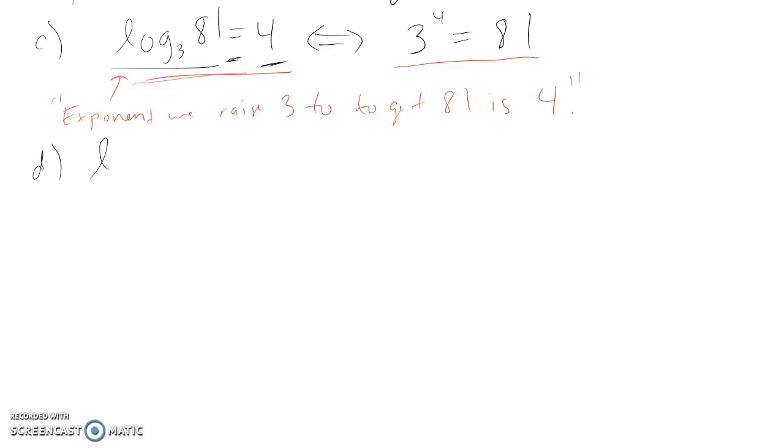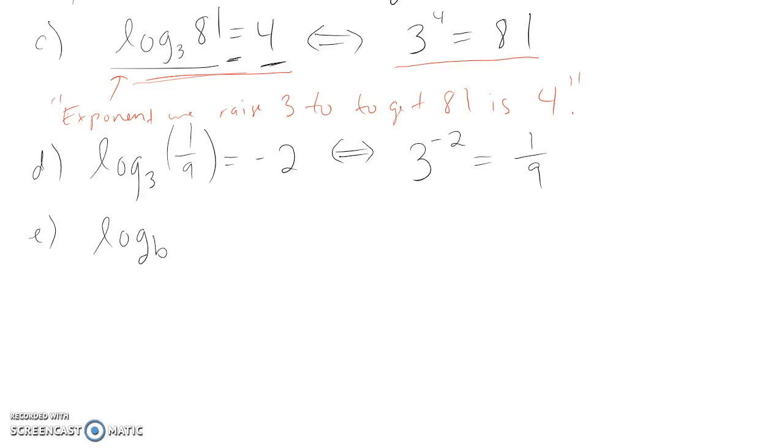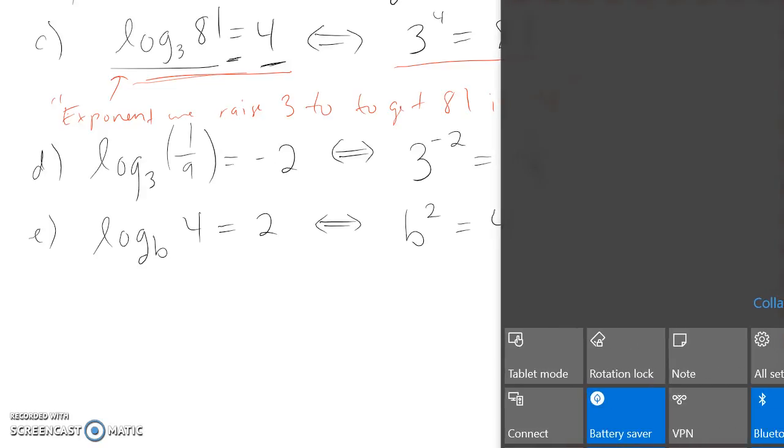D. Log base 3 of 1/9 equals -2. Again, the base is 3. The log is the exponent, which is -2, to get 1/9. And that's true, right? 3 to the -2 is equal to 1/9. One more. Log base b of 4 equals 2. Well, that's the same thing as saying b squared equals 4.